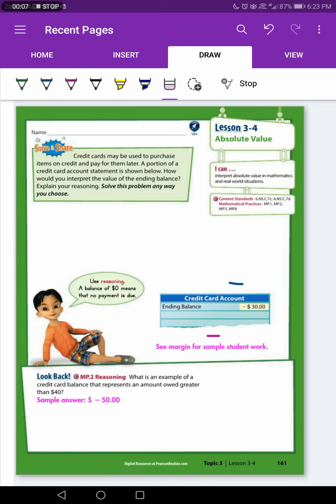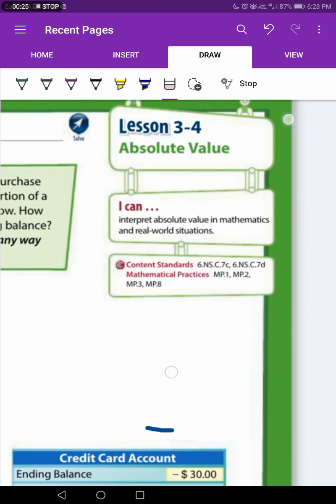Our lesson today is absolute value. Our objective is how I can interpret absolute value in mathematics and real world situations. Our lesson today, my dear students, is absolute value.